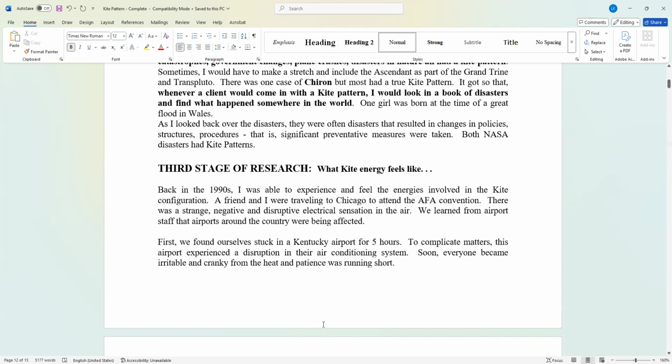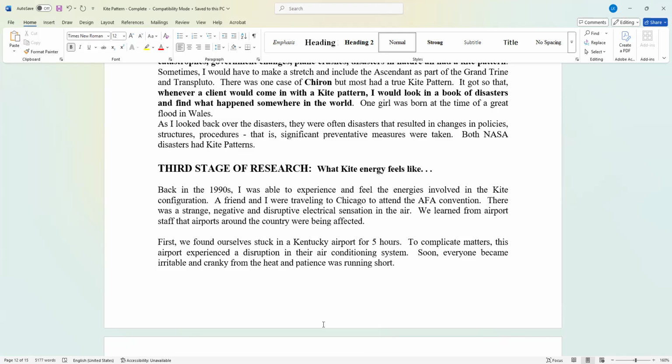Now, the next kind of stage I'm thinking of is what does a kite feel like? When there's one in the sky and you're doing things, what does it feel like? And one occurred recently on Thursday. And I went back, I said, what was going on Thursday? It was a very frustrating day. And sure enough, there was a grand air trine with an opposition.